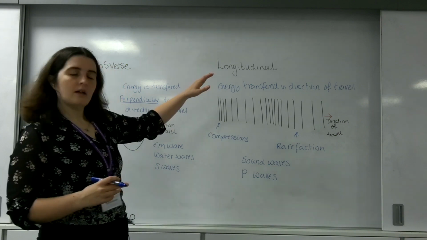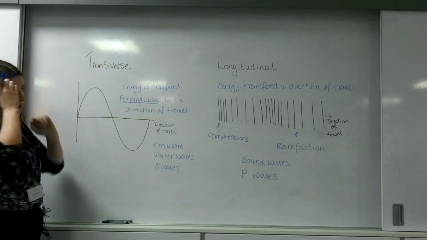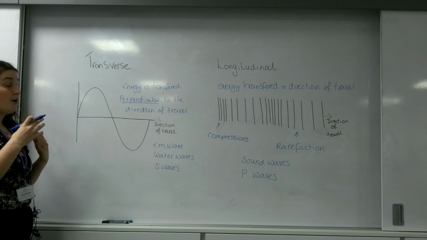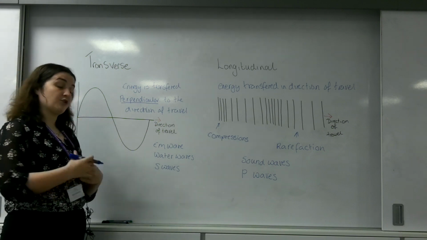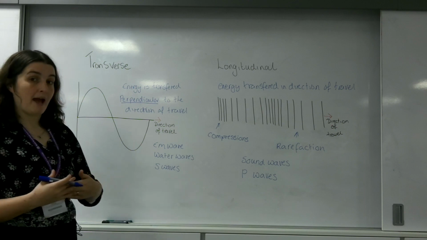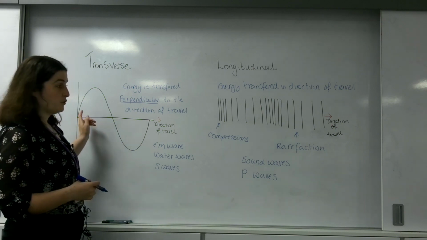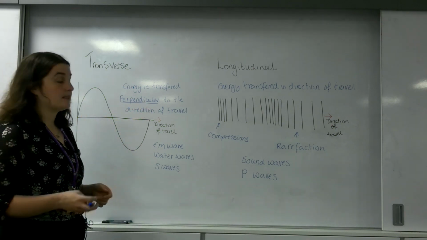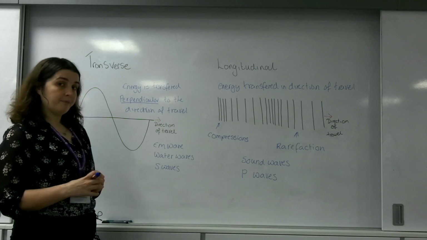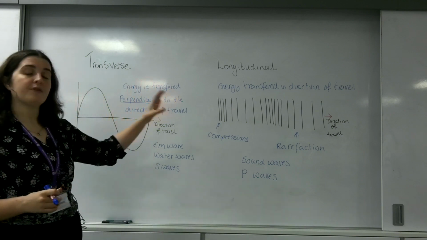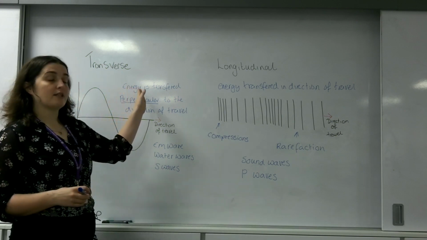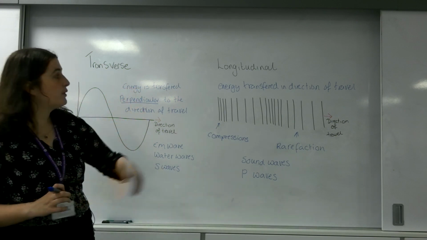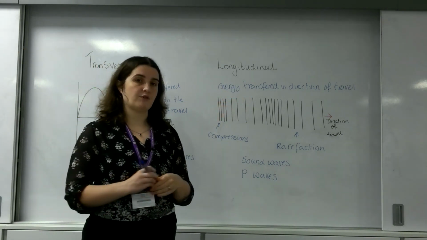Now, longitudinal and transverse waves both obey that rule of a wave. A wave is something that transfers energy without transferring mass. If we looked at the particles before and after the wave had passed, they'd be in the same position. However, there are some key differences in their functionality. A transverse wave only transfers energy perpendicular to the direction of travel, and a longitudinal wave in the direction of travel.